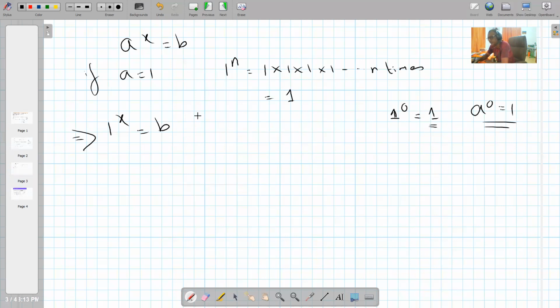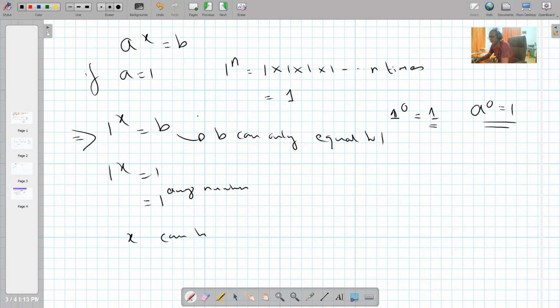Et B, dans ce cas-là, B can only equal 1. Ça veut dire 1 to the power of x is equal to 1. Et dans ce cas-là, nous pouvons dire que x can be any number.